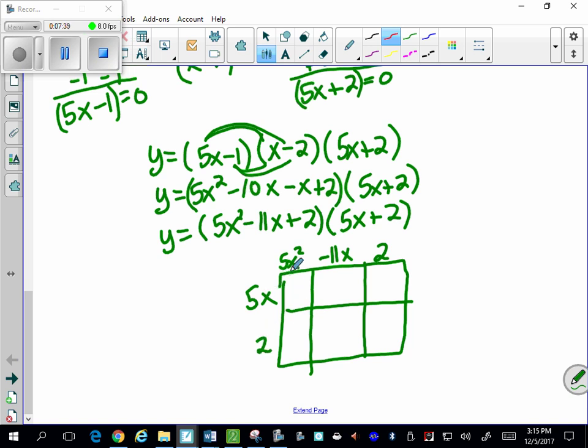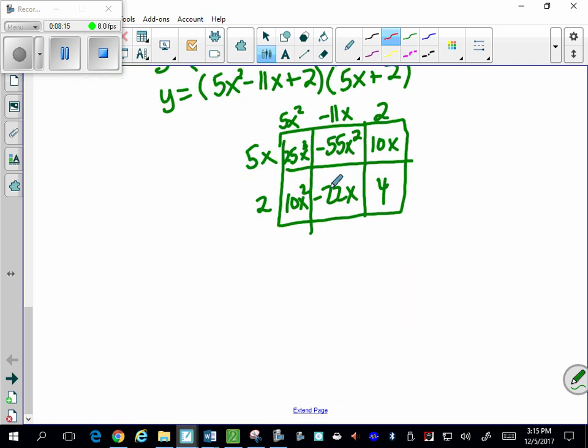So 5x squared times 5x is 25x cubed. I'm going to leave myself a lot of room here. And 5x times negative 11x is negative 55x squared. 5x times 2 is 10x. 2 times 5x squared is 10x squared. 2 times negative 11x is negative 22x. 2 times 2 is 4. When I do this, it actually makes it really nice to have like terms. You see, like terms are diagonal of each other, and so adding these up is going to be super easy.